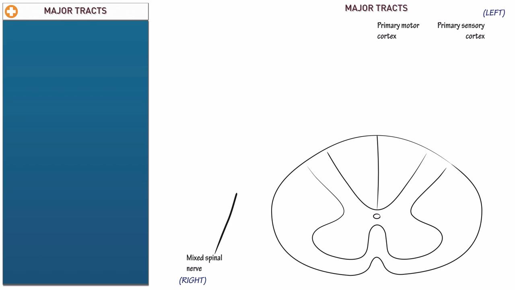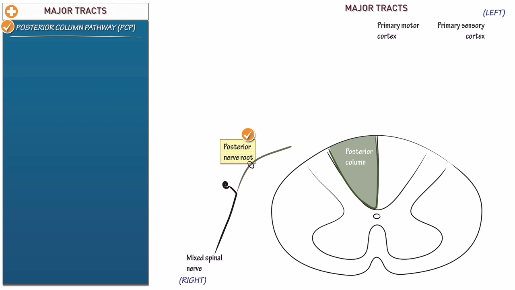Now let's draw the posterior column pathway. Shade the posterior column in the posterior funiculus of the spinal cord. To begin, add a dorsal root ganglion to the mixed spinal nerve and indicate that proximal to the dorsal root ganglion, the posterior division of the nerve becomes the posterior nerve root. We address nerve root anatomy elsewhere.